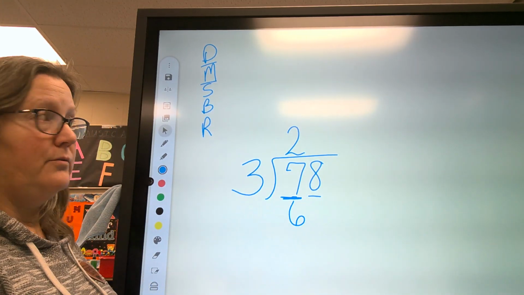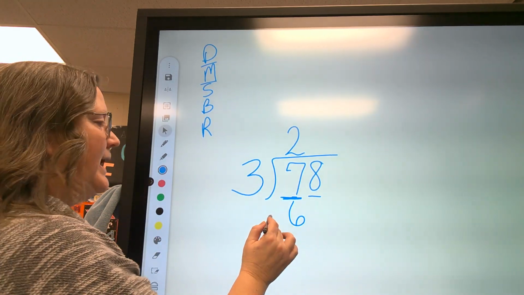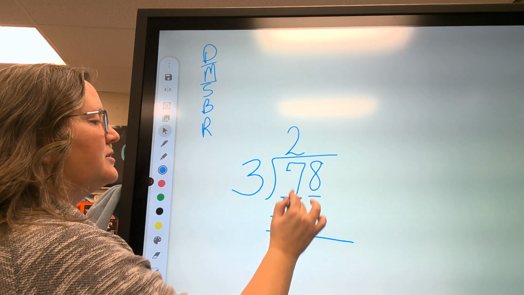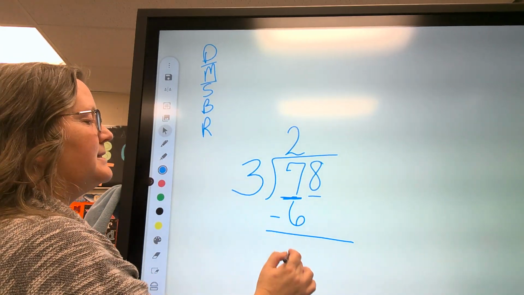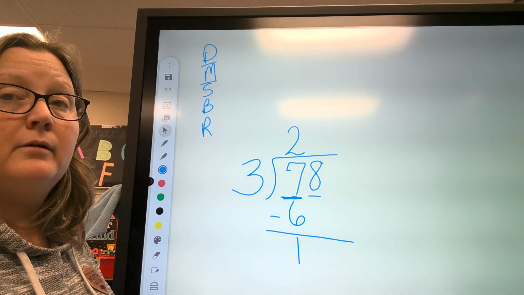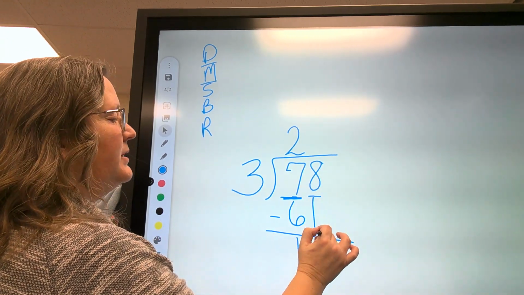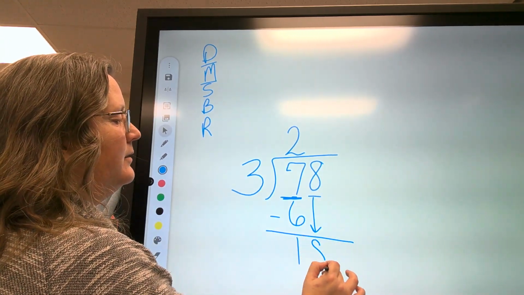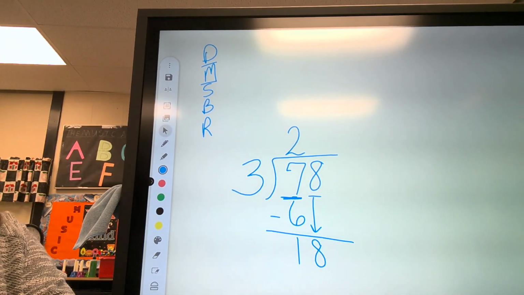Sister. And now we're going to do sister subtract. And we're just working with this one. We're not working with the 8 at all yet. So what? 7 minus 6 is 1. And now here's where brother comes in. Brother, bring down. That means we have this number and we need to bring it down to here. That's brother, bring down. Okay?